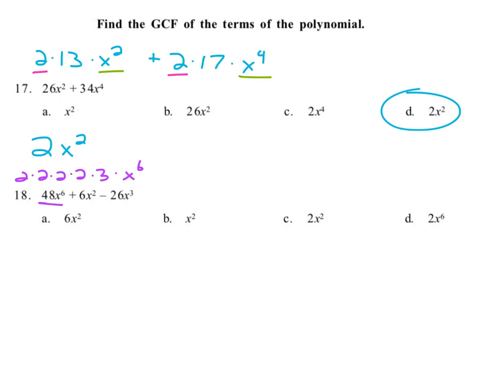And then I'll do these in different colors so you can kind of see what's going on. Okay. And you say plus 6 breaks down into 2 times 3 times x squared. And minus, sorry about that, minus, and then the 26 breaks down into 2 times 13 times x cubed.